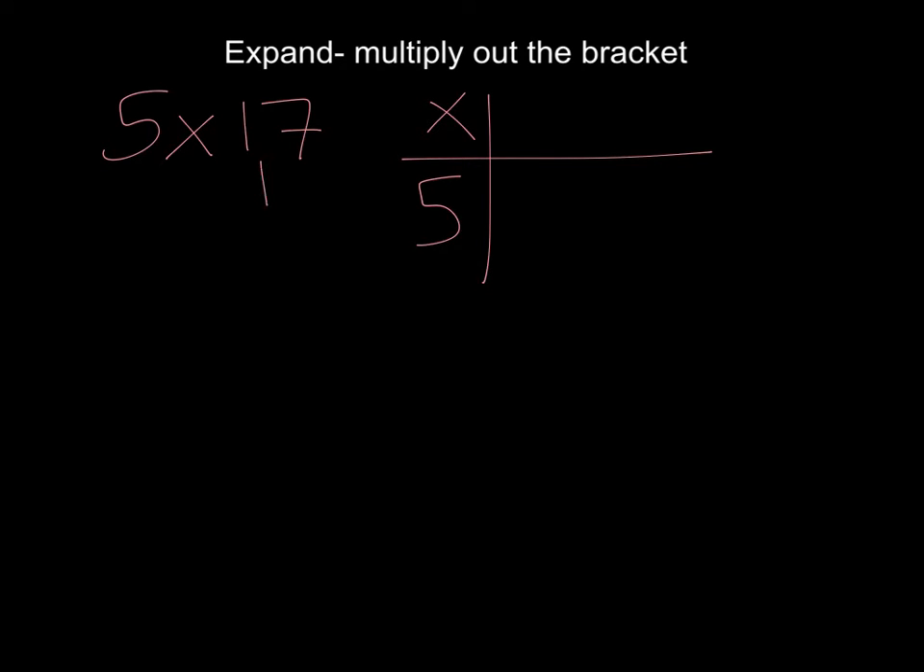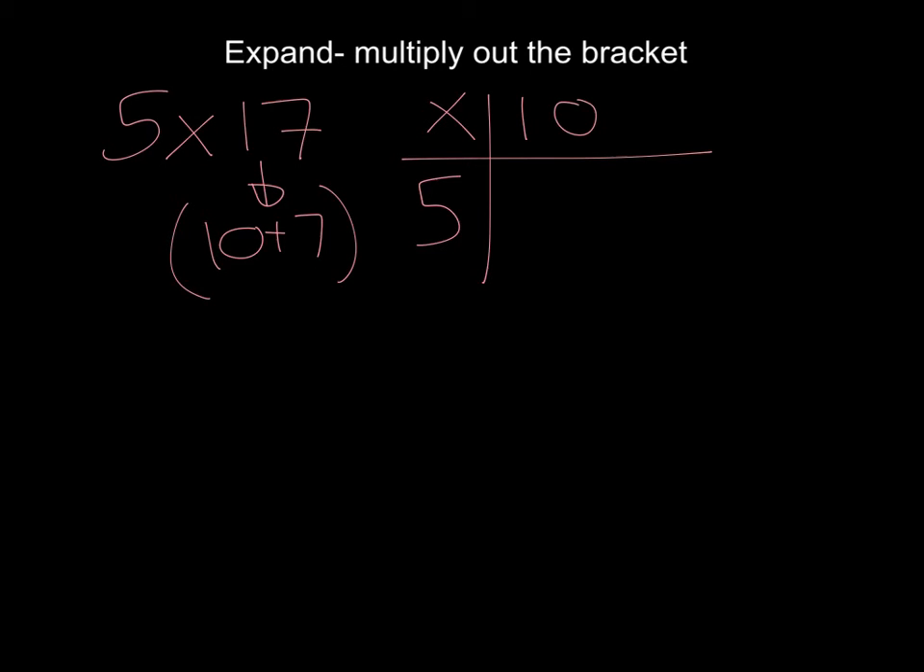Okay, before we expand out the brackets, I'm just going to quickly remind you how to use the grid method. So if we were doing, let's say, 5 times 17. Some of you would want to reach for a calculator, but if it was a non-calculator paper, you would do 5 lots, and then you'd break 17 up into 10 plus 7.